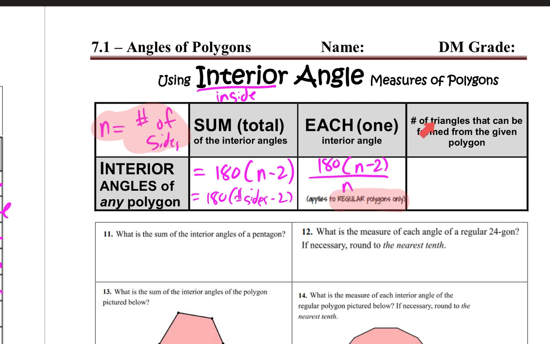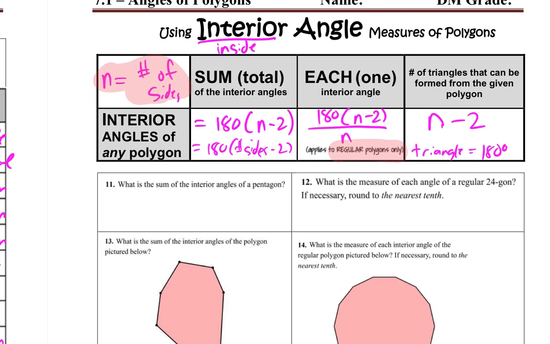Then we're going to talk about the number of triangles that can be formed from the given polygon. We'll show that in just a moment, but that's going to be equal to n minus 2, because a triangle is equal to 180 degrees. We remember that. All right, let's get into some practice. To find the sum total of all the interior angles, we take 180 times n minus 2, where n is the number of sides. For each angle, we take 180 times n minus 2 divided by the number of sides, and the number of triangles is just the number of sides minus 2.